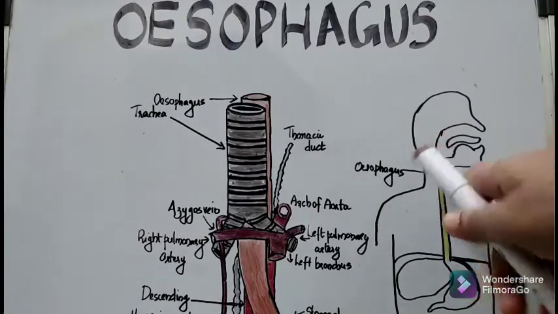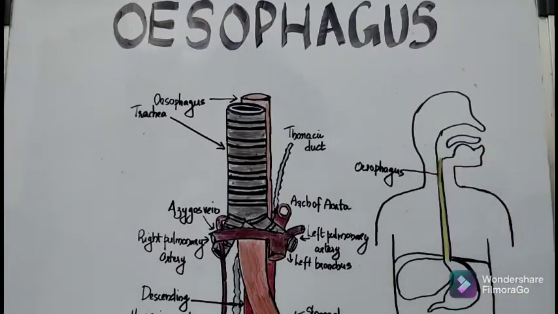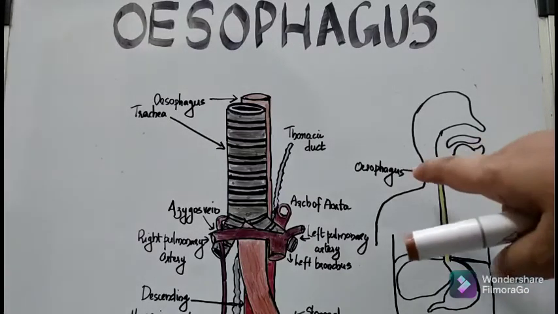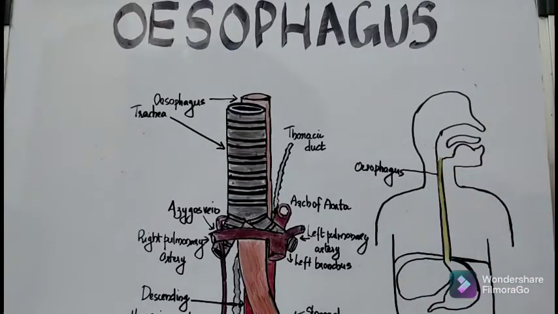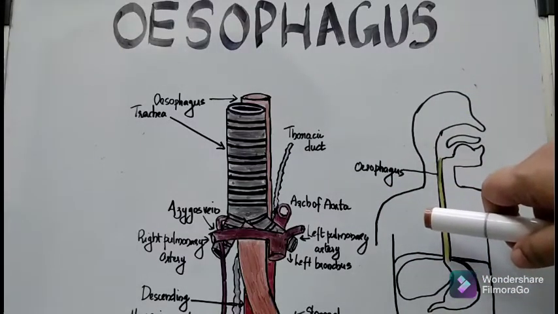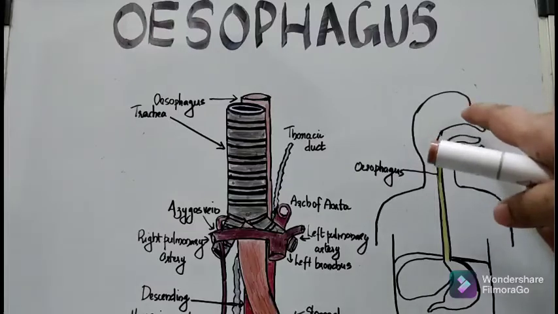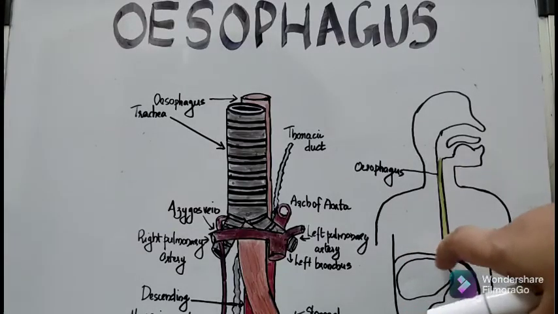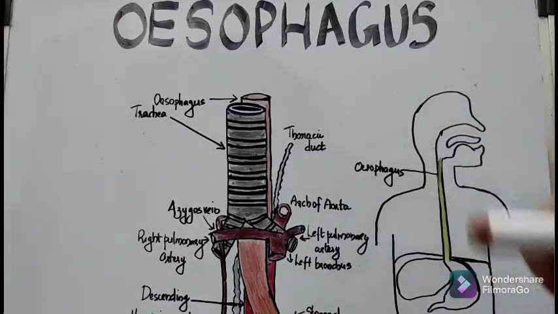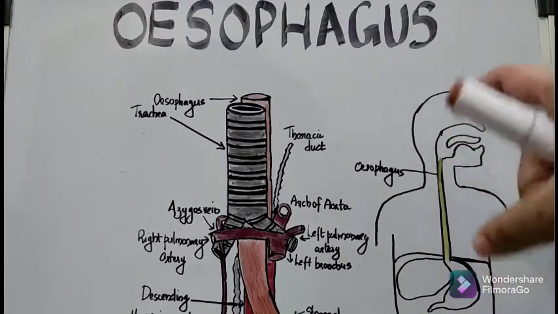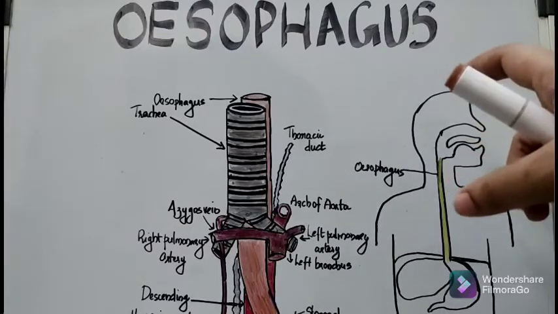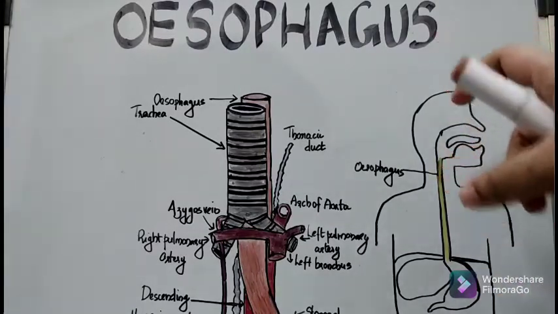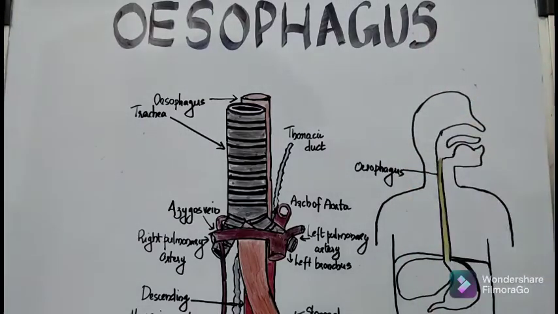One is near the upper end, 15 centimeters away from the incisor teeth, and the next is near the arch of the aorta, 22.5 centimeters away from the incisor teeth. Next is where it crosses the left bronchus, about 27.5 centimeters away from the incisor teeth. And the last constriction is where the esophagus pierces the diaphragm. So these are the four constrictions of the esophagus. This measurement is very important because it is usually used when an endoscopic device is inserted through the oral cavity.